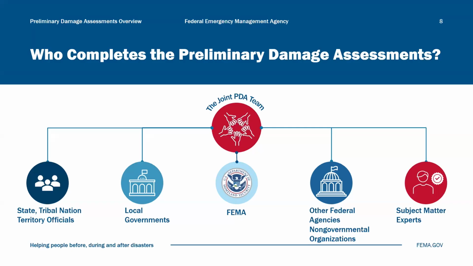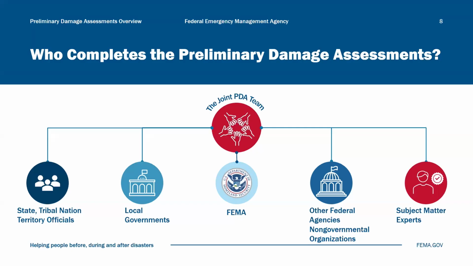They also manage the PDA planning process, review damage identified during the initial damage assessment, and decide whether they should request a joint PDA from their FEMA regional office. After the joint PDA is complete, the governor will decide whether to request a presidential disaster declaration.